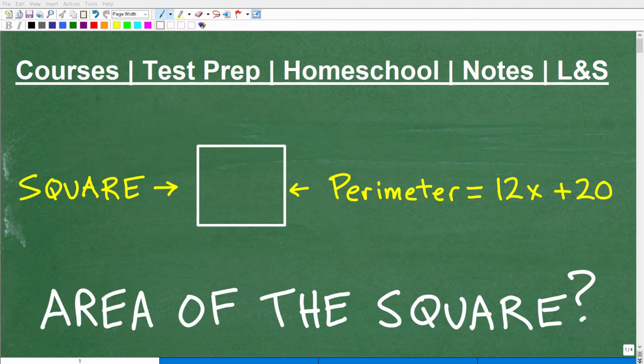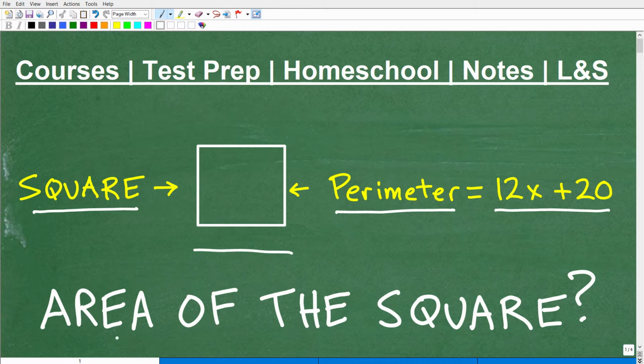Okay, so what is the problem? Well, obviously we have a square here. It looks like a square and we're being told it's a square. And we have some additional information. We're saying that the perimeter of this square is 12x plus 20. And the question is, what is the area of the square?